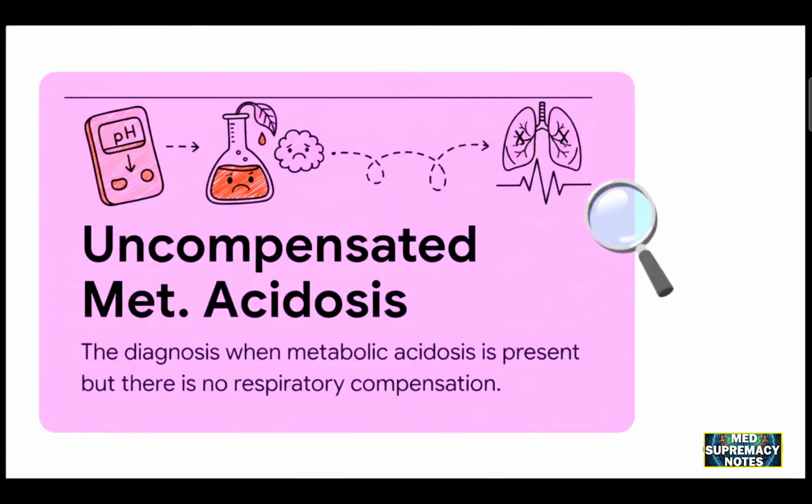So let's put it all together for our final diagnosis. We have acidosis, we know it's metabolic in origin, and there is zero compensation happening from the respiratory system. The verdict is in: uncompensated metabolic acidosis. See? That 3-step method works like a charm.